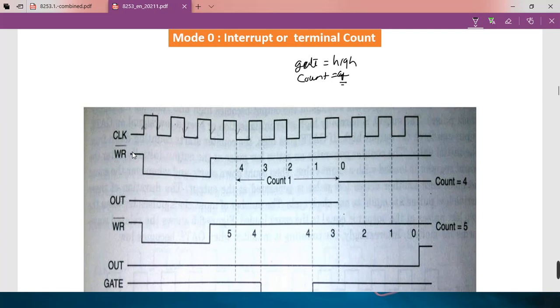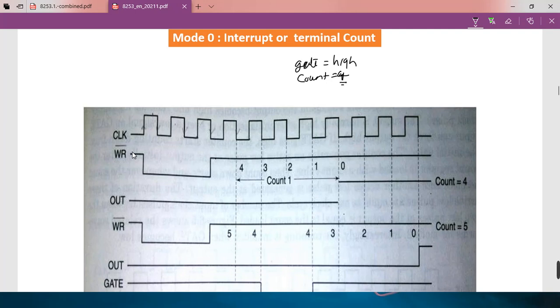So whenever we load any count in mode 0, the output goes low, and whenever the count is reached, the output goes to high. So it can be used to interrupt a microprocessor after a certain count.